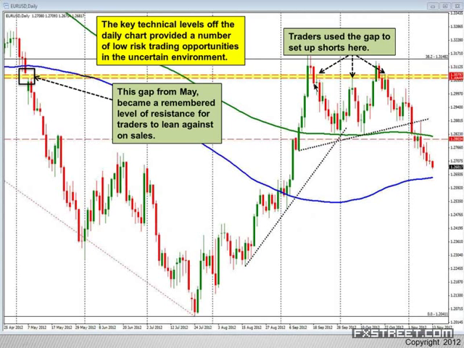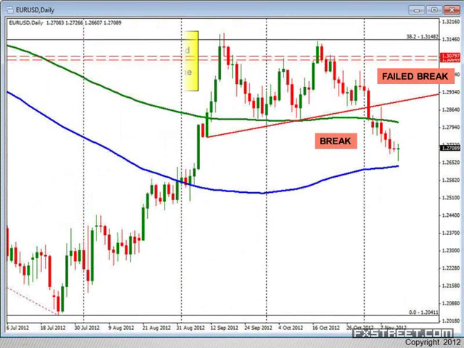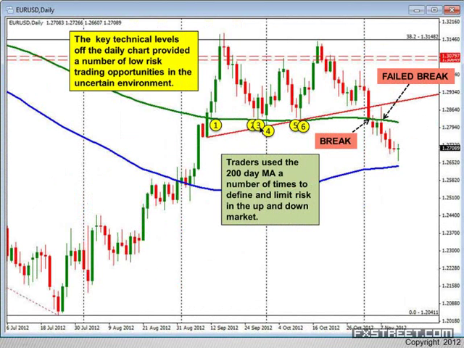Especially at key levels. We had one trend line that you can apply to this daily chart, 1, 2, 3 different points. When the market broke to that level, boom, it moved. But I'm talking about the moving average here. Moving average tested a number of different times, 1, 2, 3, 4, 5 different times. When we broke through the moving average here, the market moved lower.